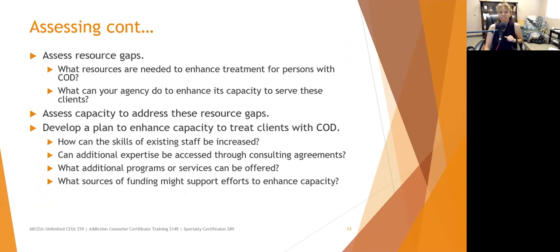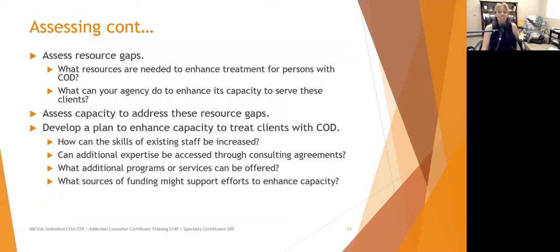You need to assess resource gaps to identify any resources that are needed to enhance treatment for persons with co-occurring disorders. For example, medication access. We ended up opening a pharmacy at the facility that I worked at because clients were having difficulty getting on patient assistance programs. So the pharmacist at our facility would help them get on the patient assistance programs so they could get their meds for free, which was helpful.